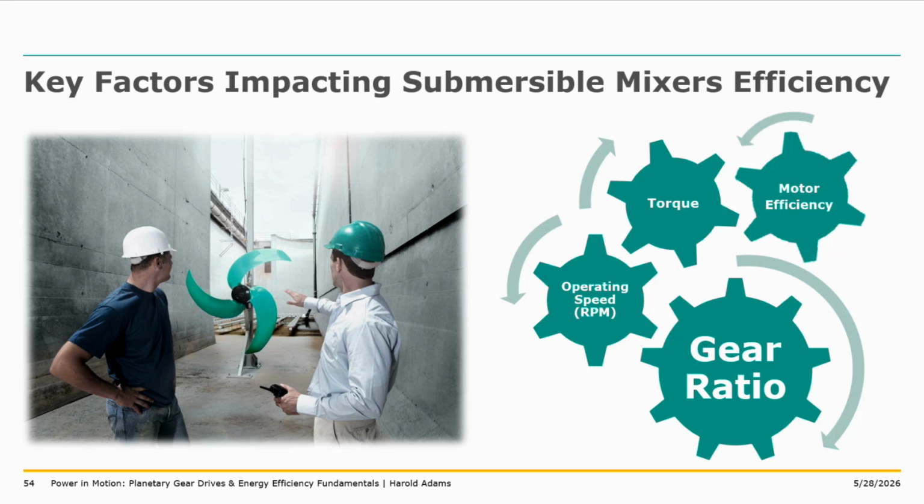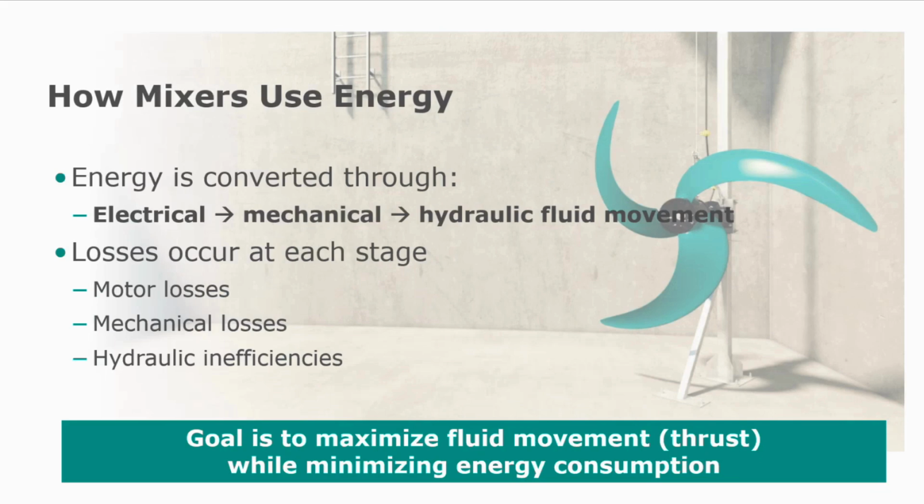Key factors impact submersible mixer efficiency. While factors such as motor operating speed, torque output, motor efficiency, and propeller blade design contribute to the overall mixer efficiency calculation, the largest influence that can be realized is through the gear ratio. Let's explore that statement in more depth, and we'll resolve this by attempting to answer this question.